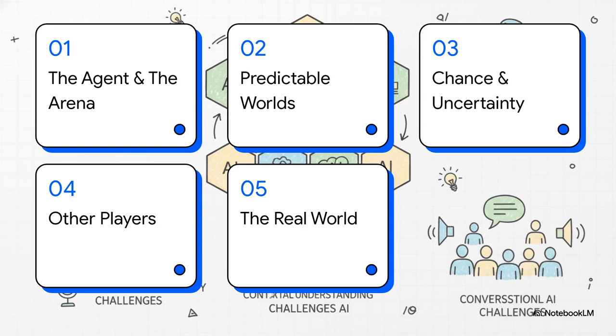So, here's the plan. We'll start with the basics, the agent and its arena. Then we'll take a tour through different kinds of worlds, from the perfectly predictable ones to worlds ruled by chance, then worlds filled with other players, and finally, the big one, our own messy reality.